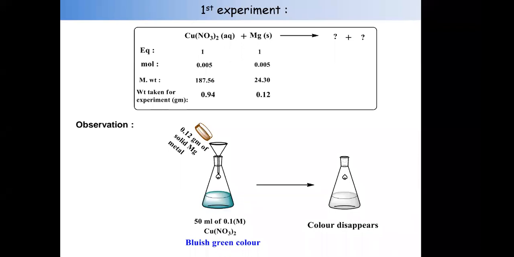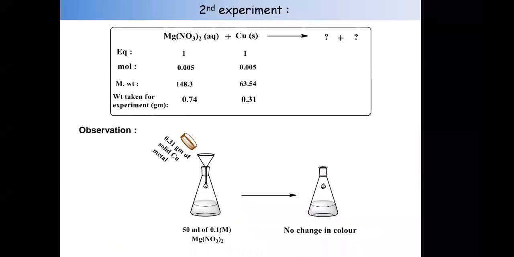Before going to the explanation, we will move to discuss the observation. What is our second experiment? The second experiment is just the opposite of the first one. यहाँ पे हम लोग मैग्नीशियम नाइट्रेट का एक्वा सॉल्यूशन लिया है एंड सॉलिड कॉपर डस्ट मेटल लिए हैं. So it is just opposite of first.